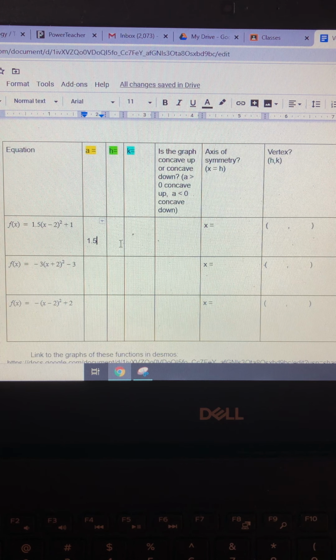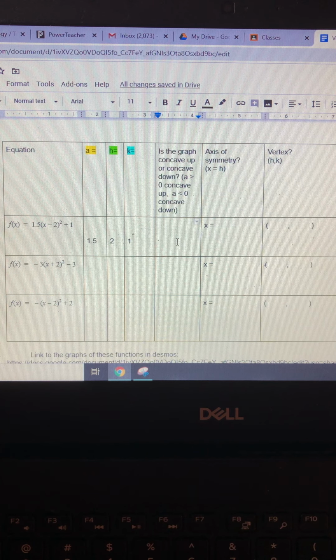Now, h is always going to be the opposite of the value being added or subtracted to x. In this case, it's x minus 2. So I see a minus 2 here inside my parentheses. So h is not going to be a negative 2. It is going to be a positive 2. And then last but not least, we have k. And k is going to be the value being added or subtracted here outside our parentheses, which in this case will be a 1. So we start by identifying our values for a, h, and k.